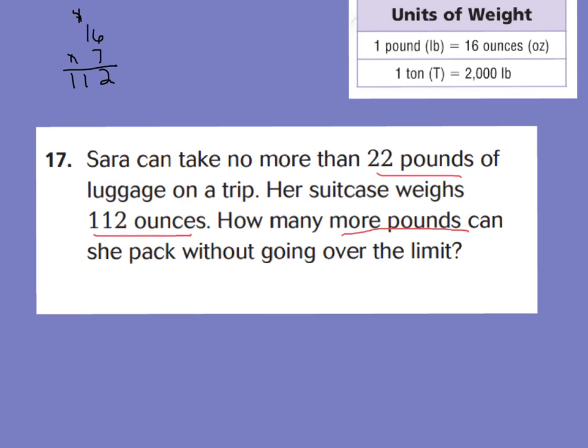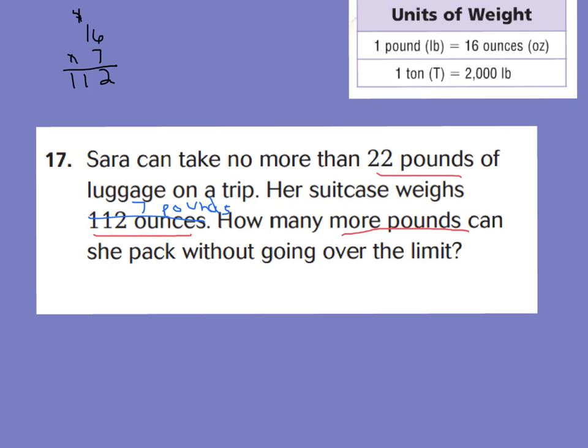So as I did the math, I went ahead and figured out that 16 times 7 is 112. So that means that there are 7 pounds that equal 112 ounces. So I'm going to go ahead and change this 112 ounces to 7 pounds. Now it'll be easy to answer this question.